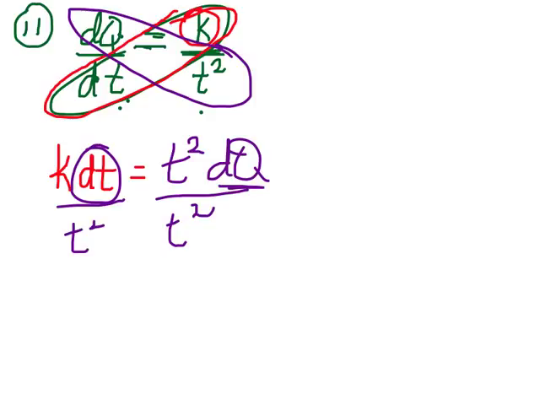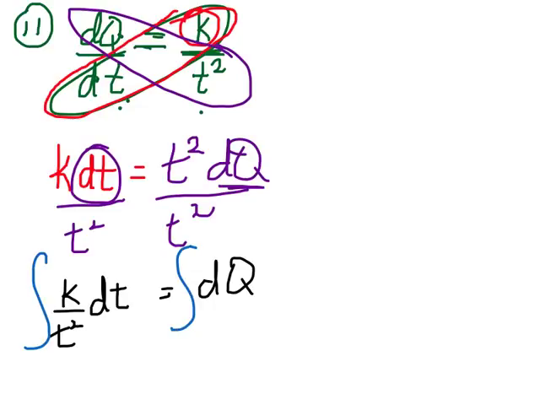And so this is going to give me k over t squared dt, remember k is just a constant, is equal to dq on the other side. So k is just a number. We don't know what it is. We're not going to worry too much about it. But what we do next, if you remember, after we get our variables separated, one on one side and all the rest on the other side, we integrate both sides.